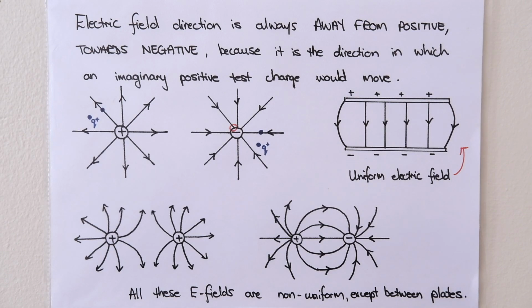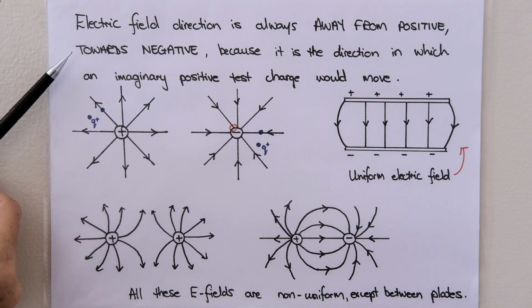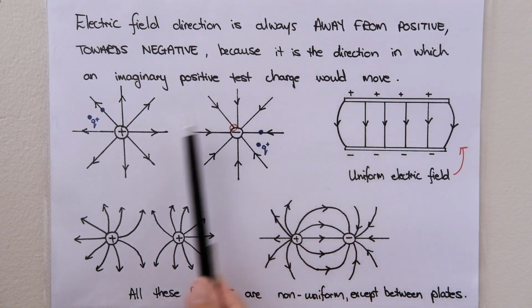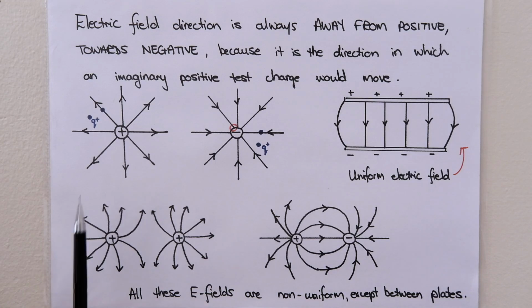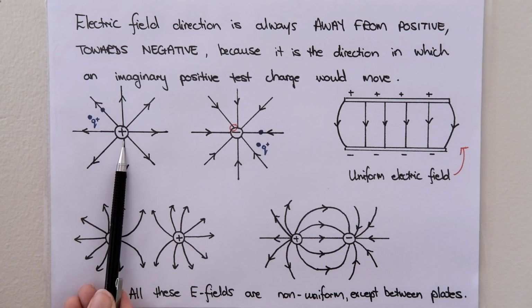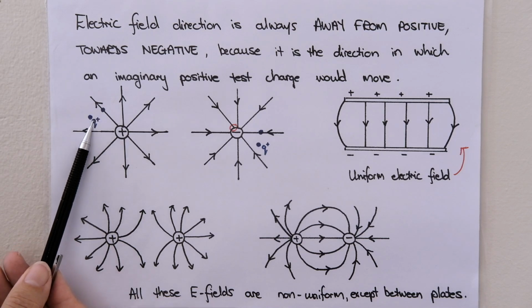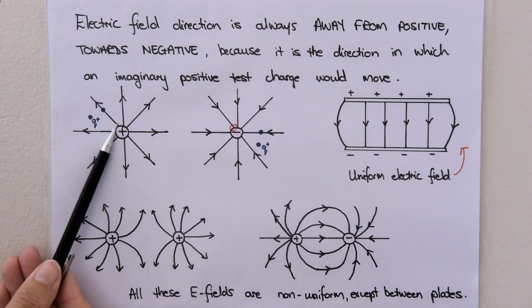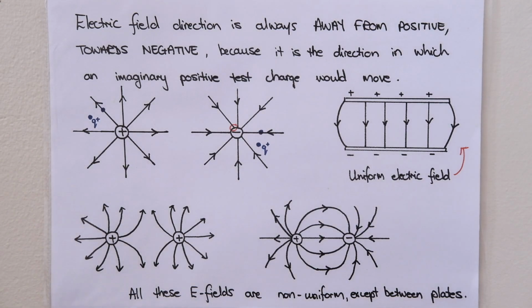Our definition of an electric field said that it is a region in space in which an electric charge experiences a force, and the direction of the electric field at a point is the direction that a positive test charge would move if placed at that point. Now I have a few fields that I have drawn here. Electric field direction is always away from positive and towards negative, because according to the definition, it is the direction in which an imaginary positive test charge would move. Here I have a positively charged sphere or object. So a positive test charge, be it there or there, would move away. So that is the direction of the electric field.